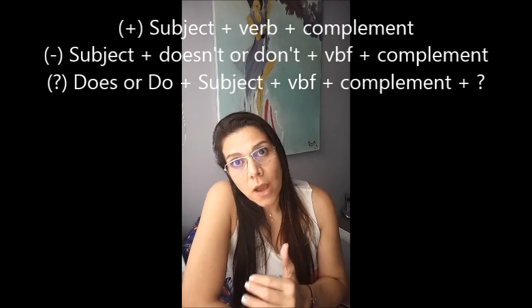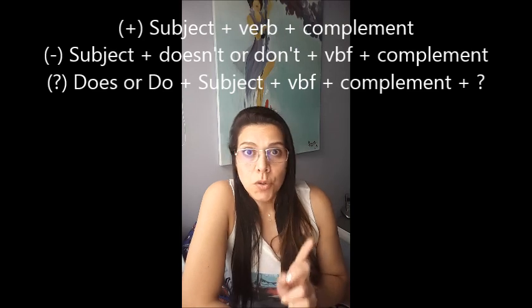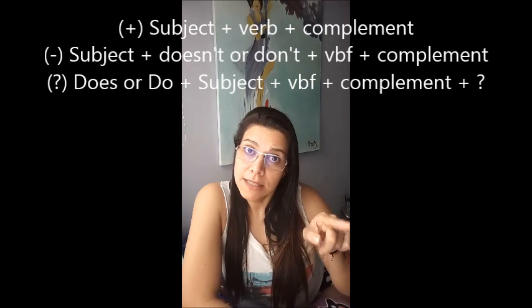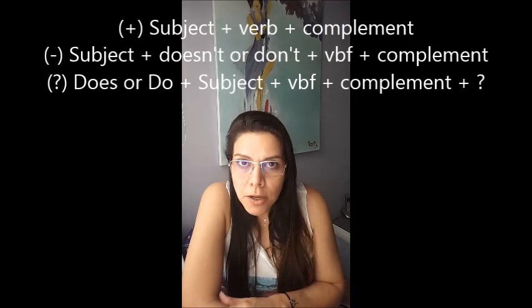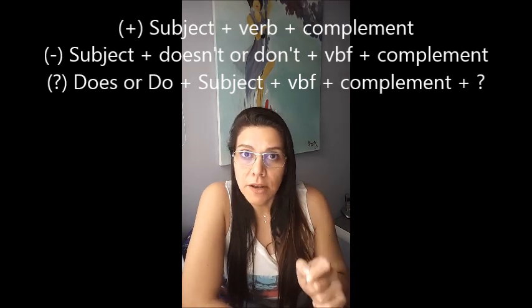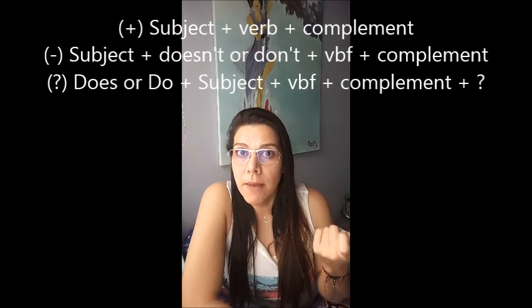In case of interrogative, it's the same thing. We're going to use the auxiliaries do or does at the beginning of the sentence, and the verb goes in base form. Remember, because of the auxiliary, every time that we have an auxiliary, the verb goes in base form.